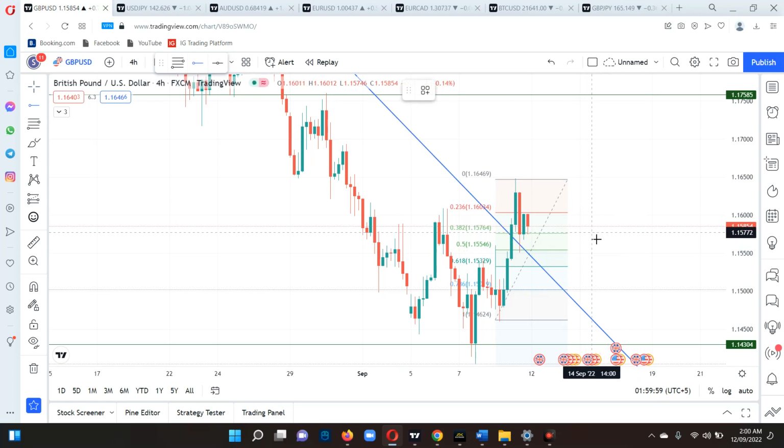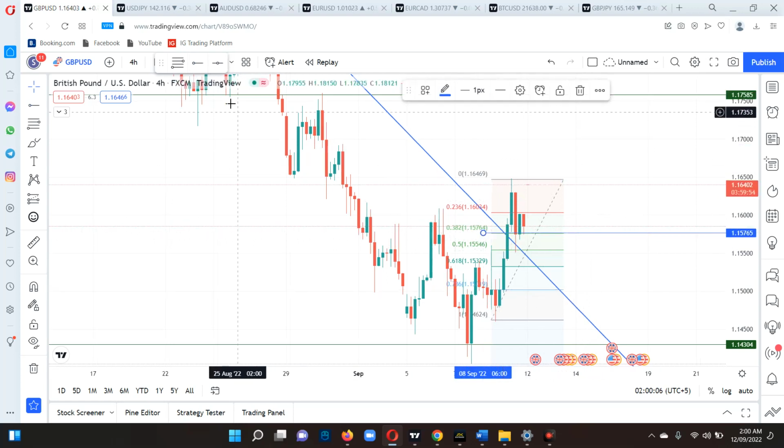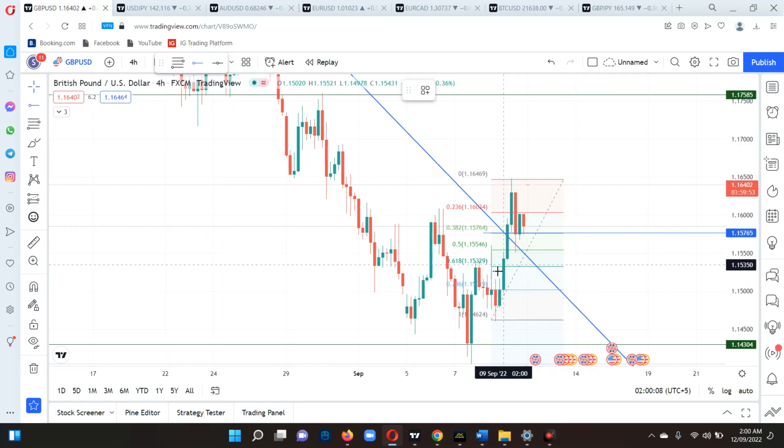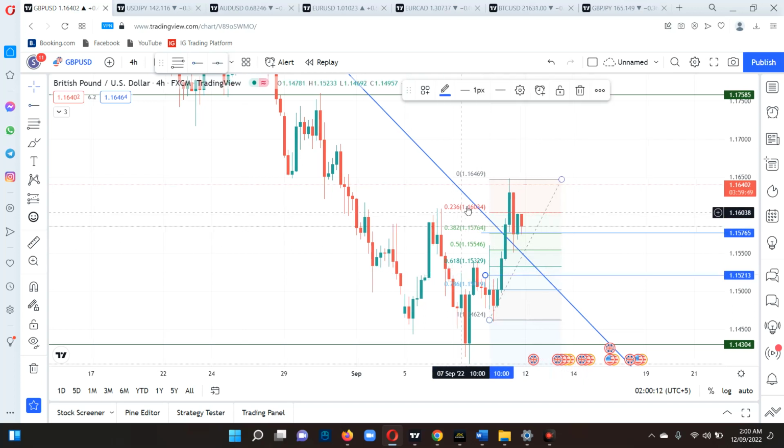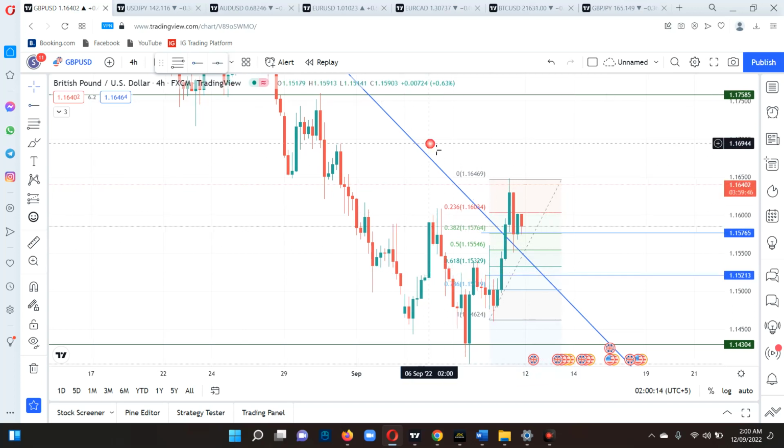So first of all, this area is where the market is right now, approximately this area. And the second area for me to enter a buy trade for GBPUSD, I will try to look for the buy trades approximately near this area. So these are some important areas for me in GBPUSD.